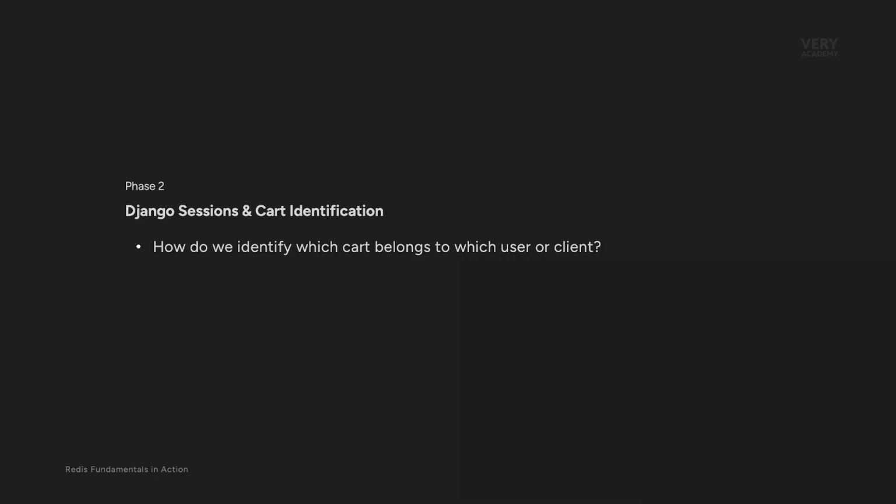To wrap up, we can't build a shopping cart system without a way to identify users. Logged-in users are very easy to work with. We can just use their user ID, for example. Now, anonymous users are trickier, but in this scenario, we're keeping it simple and using Django sessions to give us a simple solution. Now that we've locked down identification, we're ready to start building the Redis cart logic itself.